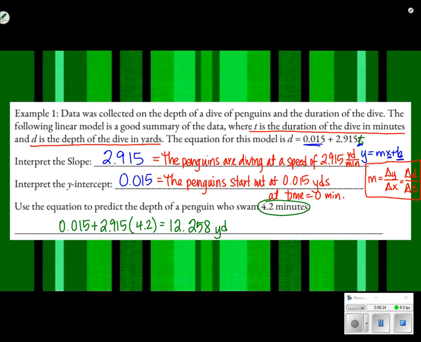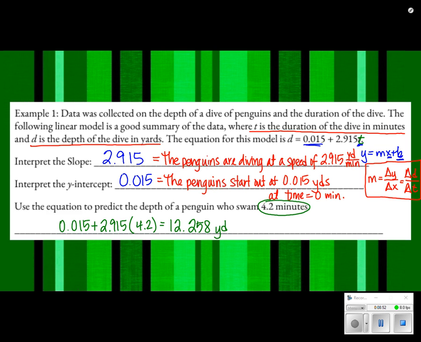So based off of the data that was collected, they built a model. And then that model we've used to predict a penguin who swam for 4.2 minutes would have dove down 12.258 yards. And so what we're doing is we're bringing all of that back into the context of the situation.